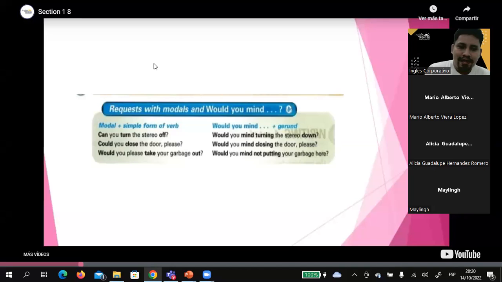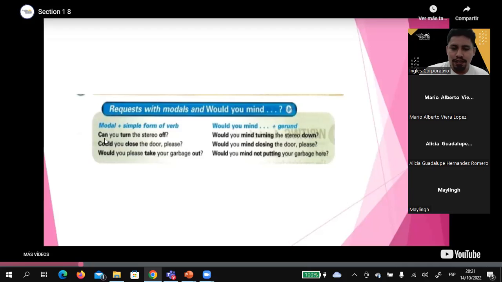I was telling you that we're going to take just a review about this topic because basically what we're going to be working on here is the use of requests with modals and would you mind. Once we have identified what a modal is, we are going to use the modal plus the simple form of a verb. That's the way we're going to be using modals for requests.